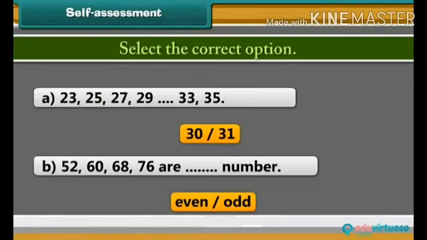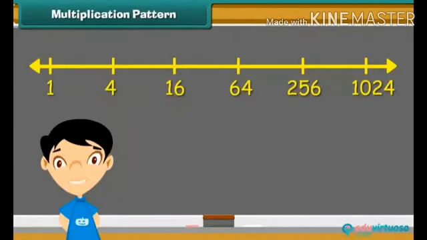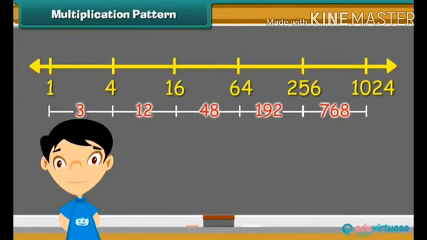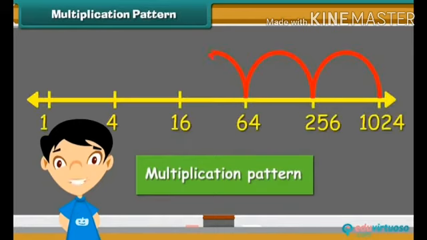Select the correct option. Look at the pattern given here. 4, 16, 64, 256, 1024. The differences between two numbers in the series are varying. The differences are 12, 48, and 192. This means they do not follow an addition and subtraction pattern. The pattern followed is called a multiplication pattern. In this pattern, the next number is obtained by multiplying the number by 4.